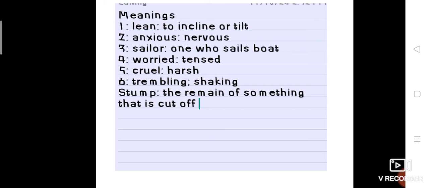I hope when I was reading the story, most of you might have understood what the story is all about. Okay, so now we will go by paragraph.